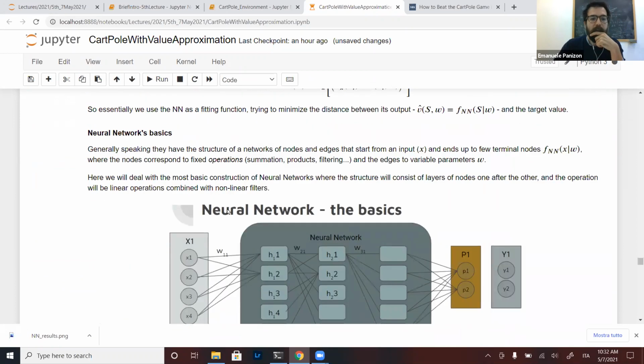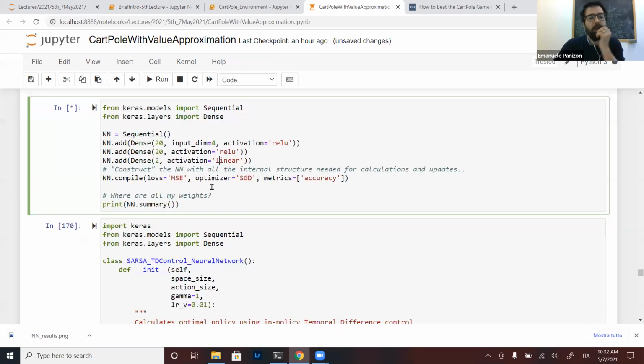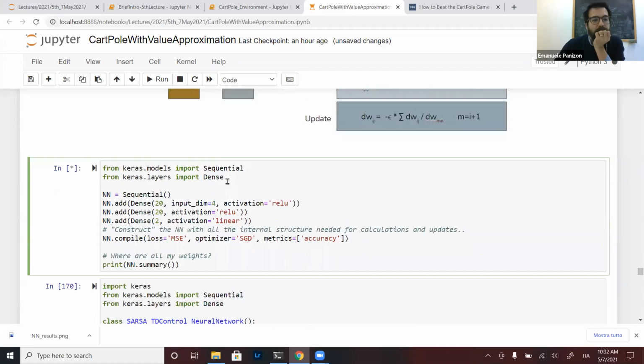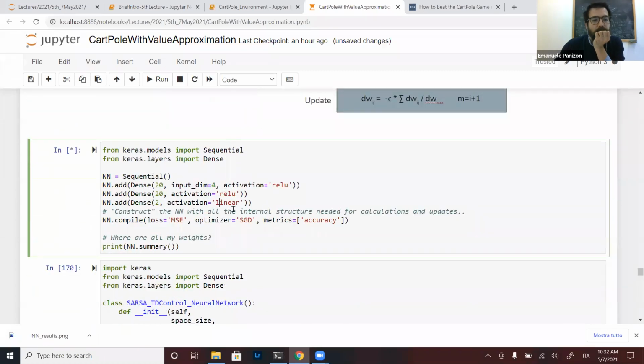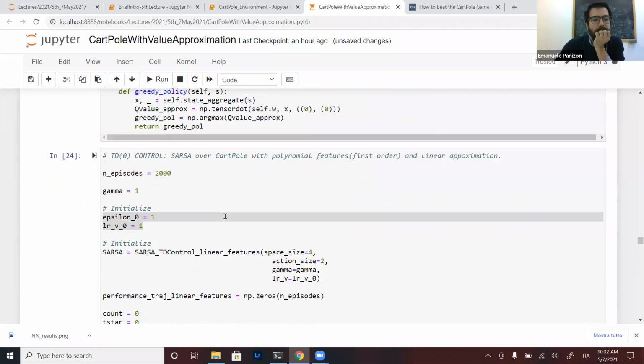Did I import Keras? Yes. Apologize, I could have left. Can I ask one? Sure.